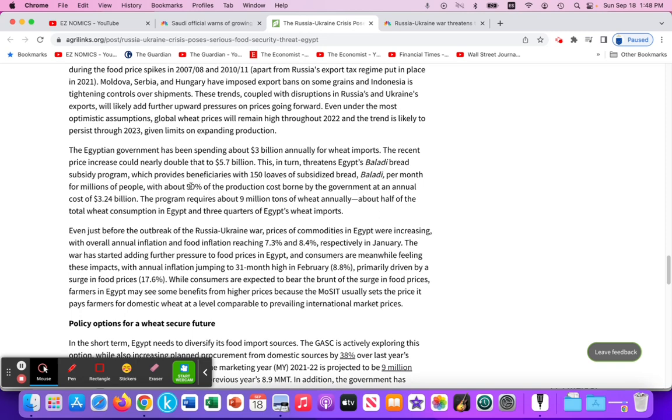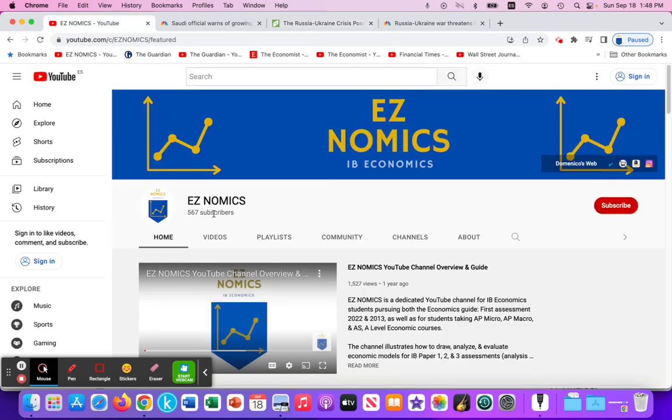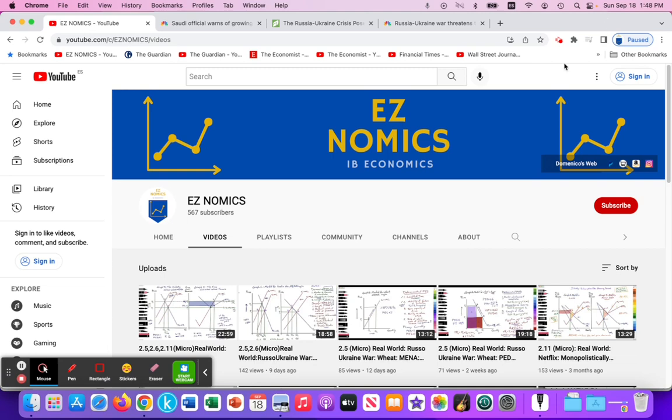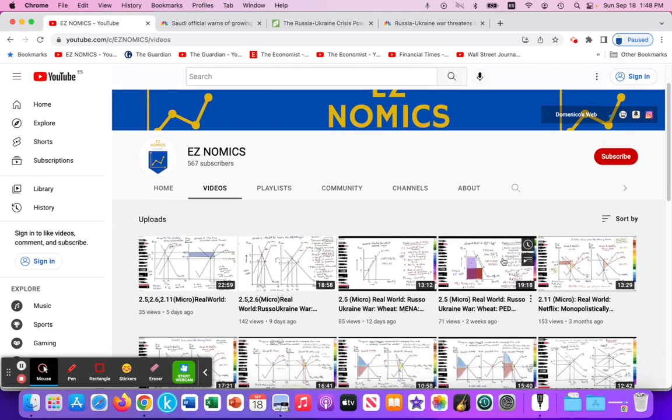90% of that is cost that is carried by the government, currently spending $3.24 billion, but that number will rise close to maybe $6 billion because of the higher wheat input price. In the top corner, I will have links to these previous videos that look at the elasticity of the demand curve for wheat, its supply curve, the impact of a supply shock, and for higher level students, utilizing a perfectly competitive market structure to illustrate that.